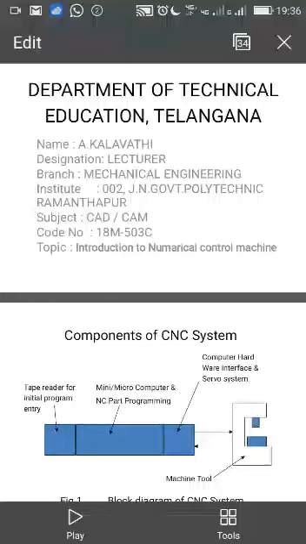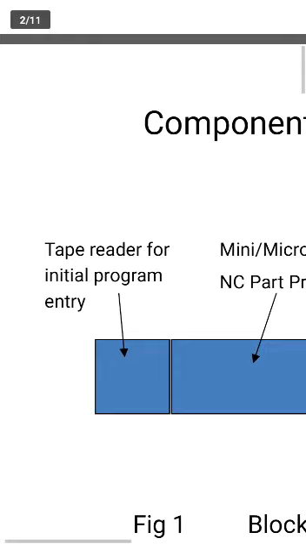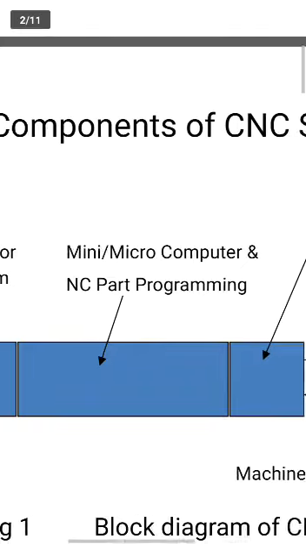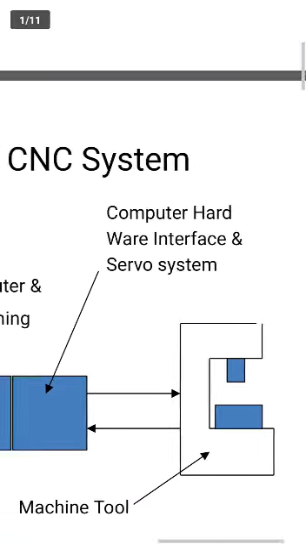Today we are going to start components of CNC system. We have not studied components of CNC yet. Today we'll see what the components of CNC are. It has different components. First one is tape reader for initial programming entry. Next, mini computer, NC part programming, computer hardware interface, servo system.